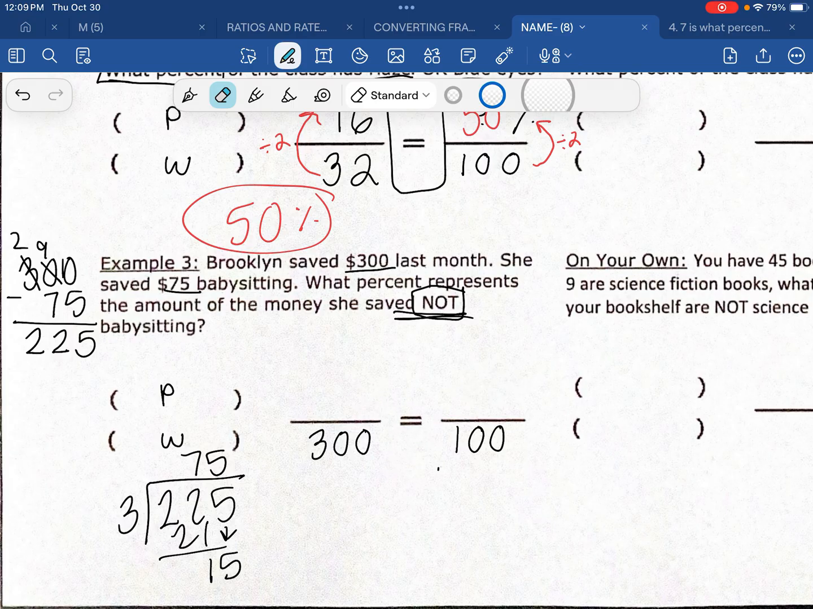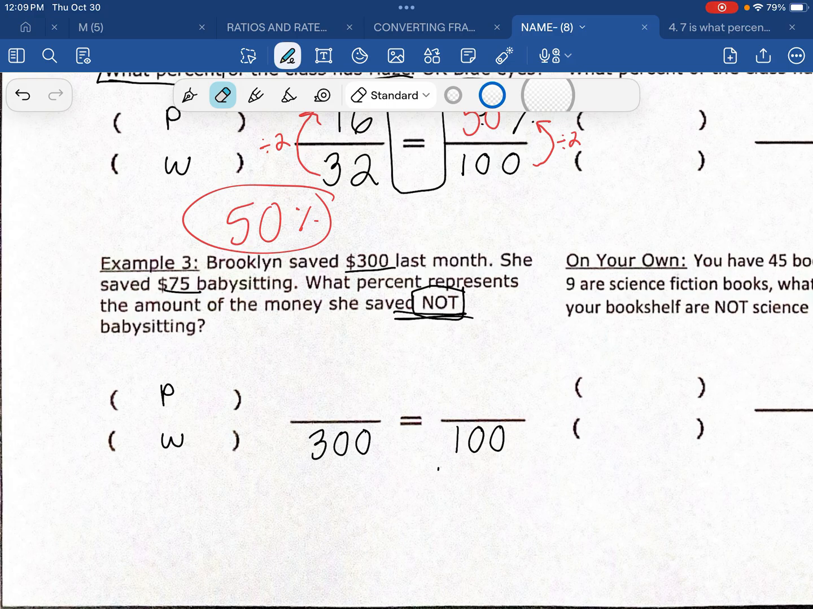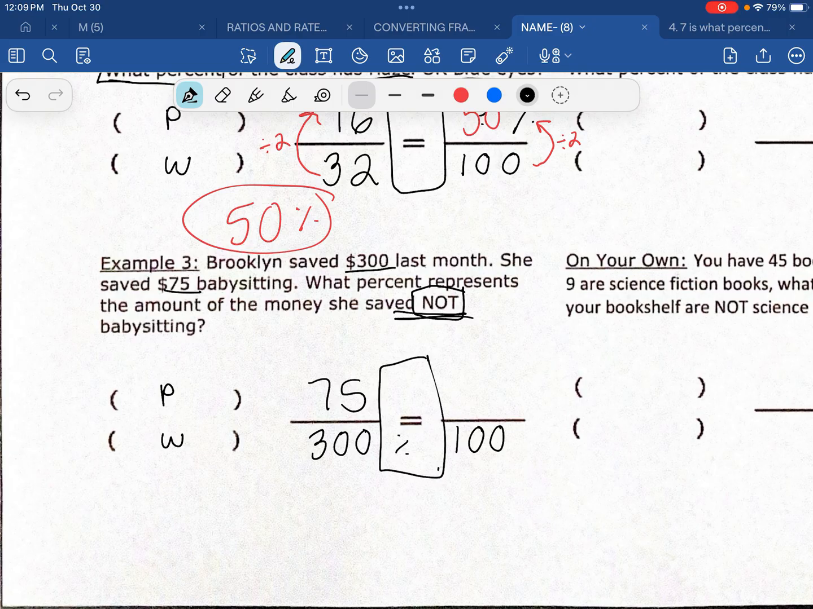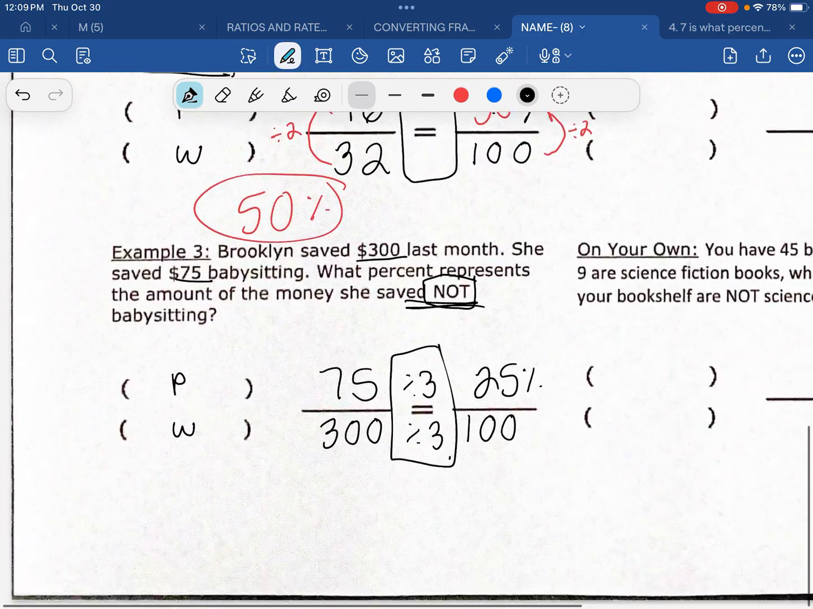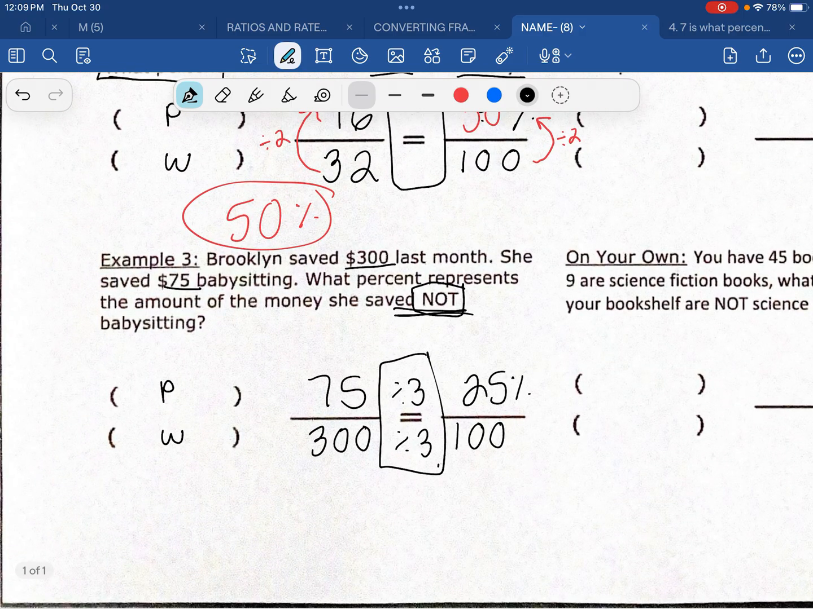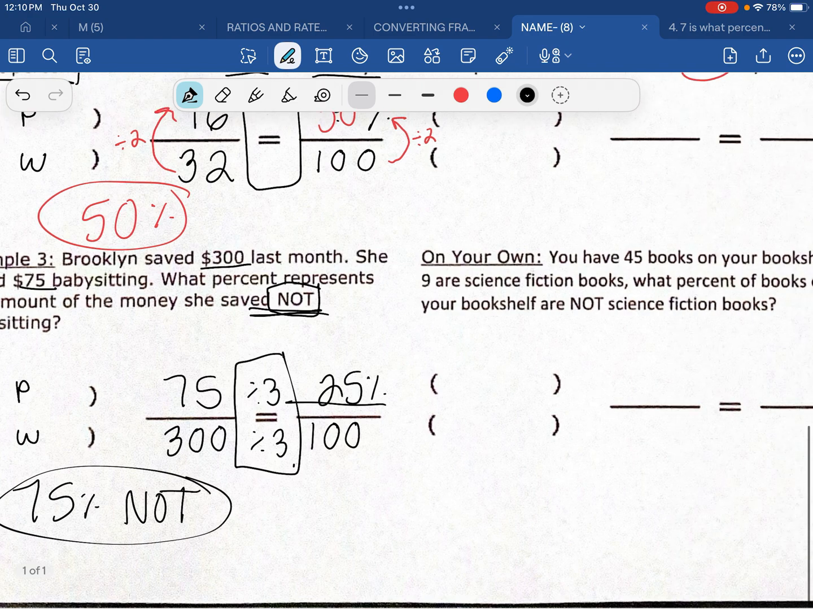Okay, just so you know, another way that you could have solved this problem is instead of using 225 here, I could have never subtracted from the beginning. I could have used $75 babysitting here. I still would have been dividing by 3 as my scale factor. And I would have learned that 25% of the money was saved babysitting. So if 25% was saved babysitting, then 75 had to be not babysitting because percents are out of 100. So you can solve those either way.